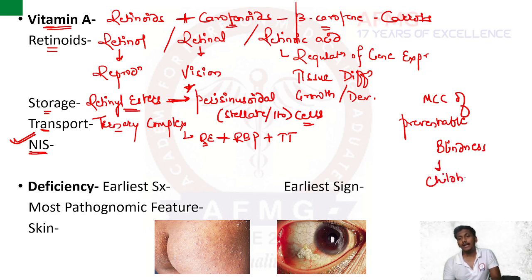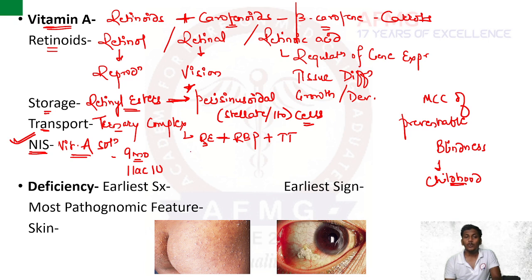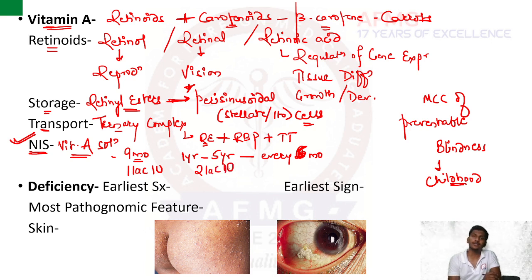And that is why vitamin A solution, please remember, has been started in our national immunization schedule for children below 5 years of age. The first dose of vitamin A is generally given at 9 months of age, and the dose is 1 lakh international unit, whereas after 1 year, that is after infancy, from 1 year to 5 years of age, we give vitamin A solution every 6 months. That means twice a year, and the dose here would be 2 lakh international units. These doses have been asked, please remember this.